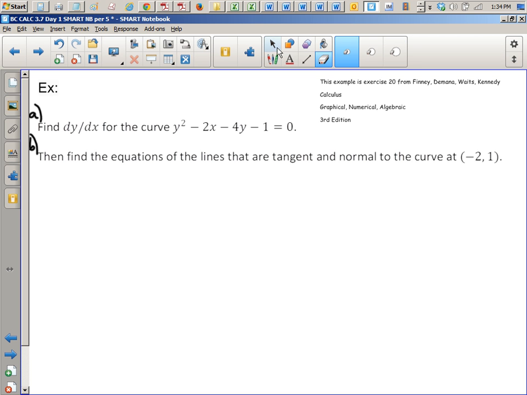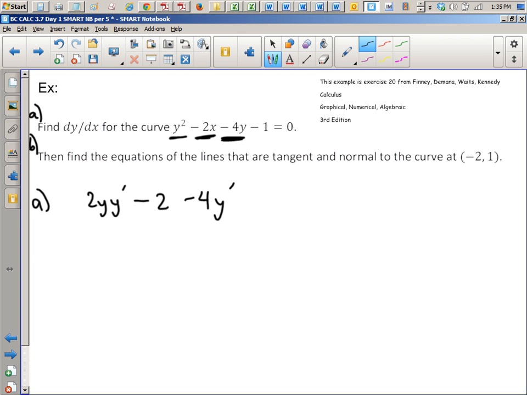Okay, so what is the derivative of y squared? Yeah, we said we're going to say 2y prime, right? What's the derivative of negative 2x? Negative 2. What's the derivative of negative 4y? Negative 4y prime. What's the derivative of negative 1? 0. And what's the derivative of 0 on the right? 0, right? Okay, so you have to do the whole equation, left side and right side.